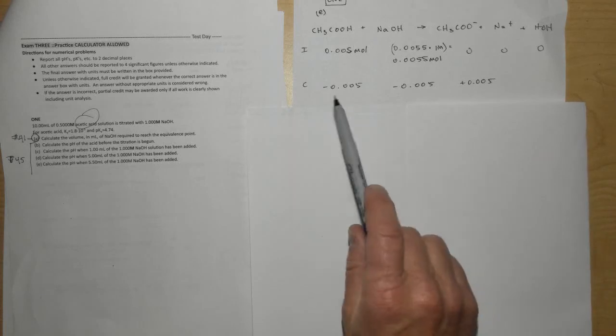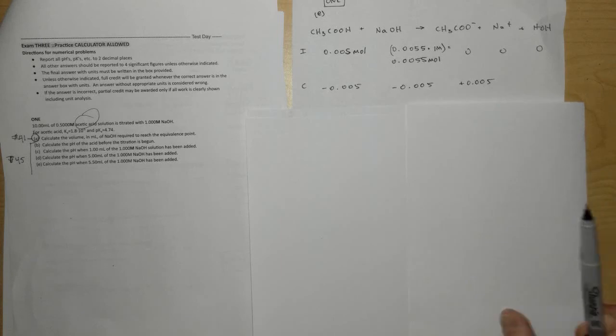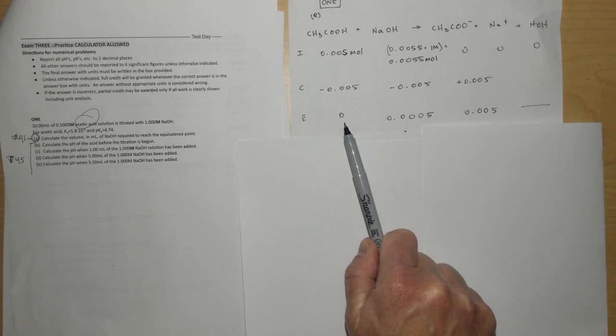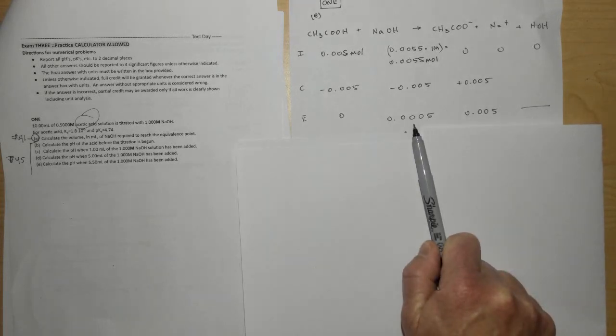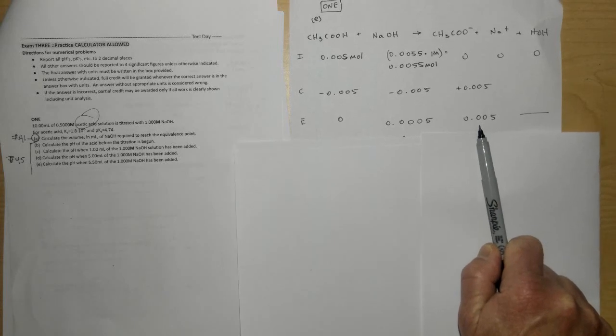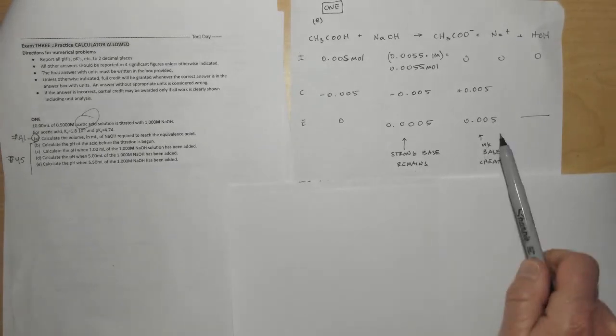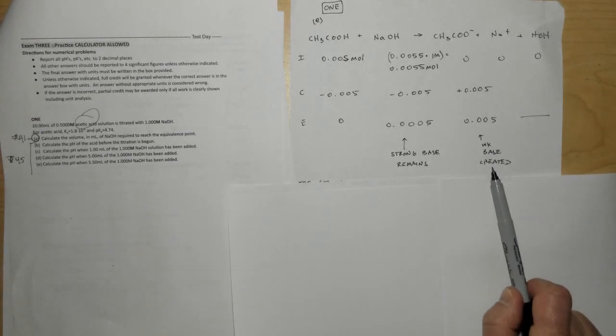None, none, none. Lose the smallest, which is 0.005. Lose the smallest. Gain the smallest over here. And then I end up with none of the acid left, some of this NaOH left, and some of this CH3COO minus left. And once again, you need to be good at looking. You're already good looking, now you need to be good at looking. And so you notice I have a strong base remaining, and I have a weak base that I created.